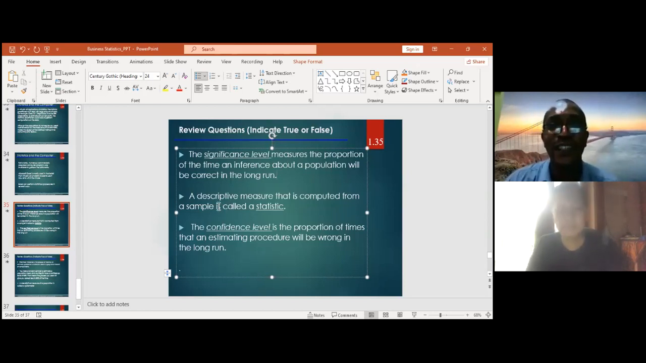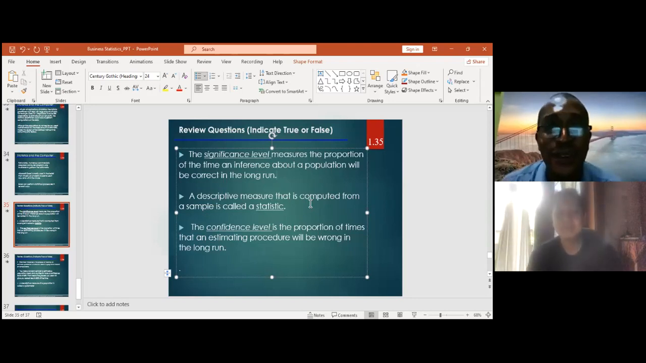All right, let's see the second question. A descriptive measure that is computed from a sample is called a statistic, true or false? The answer also is in the slide. I remember I spent some time trying to highlight this part, and I told you I will ask you a question on it. So true or false? Take your time to read carefully.